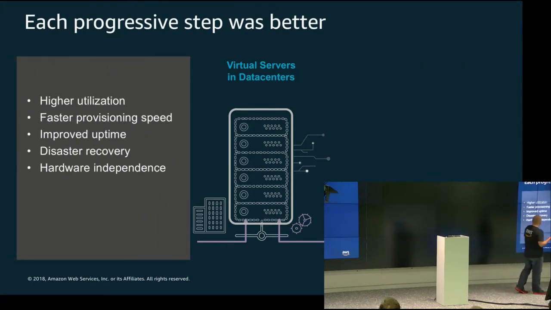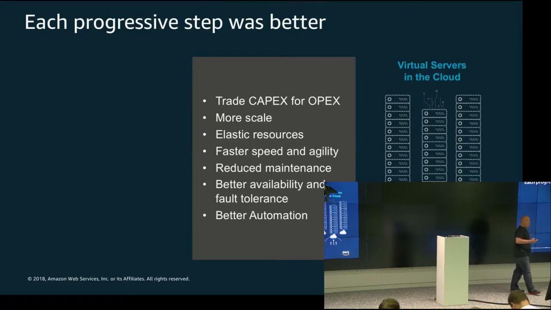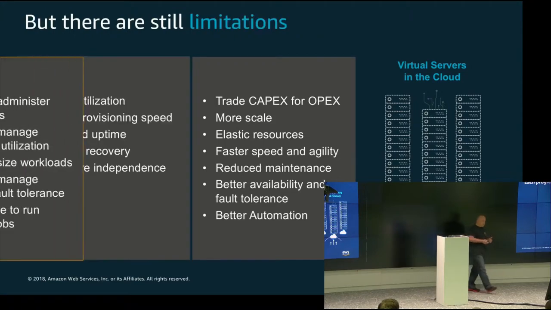However, still, when we moved to virtual servers, we got benefits like higher utilization, improved uptime, and so on. However, moving to the cloud brought even more benefits. So replacing your capital expenses with operational expenses, you don't need to order the hardware anymore. You can scale really quickly. We heard in the previous session that you can use autoscaling and within minutes have thousands of servers if you need to be very elastic, agile, and so on.